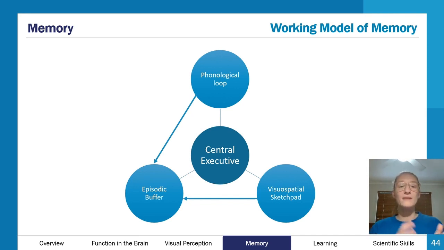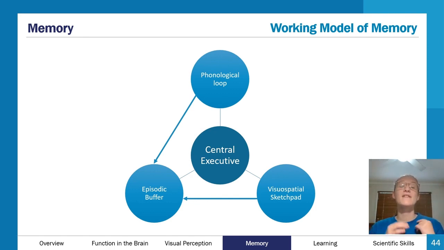So these 4 elements are the 4 separate but interdependent aspects of working memory. This is the working model of memory. The first one is the phonological loop. Think phone, sounds, hearing. The phonological loop is our auditory working memory. It's the storage of what we hear, and it's what helps us to understand sentences.